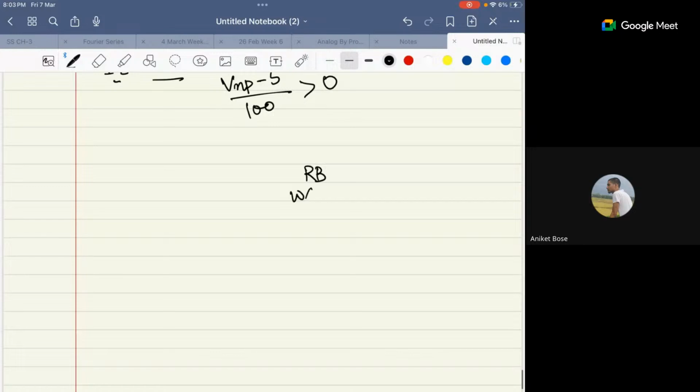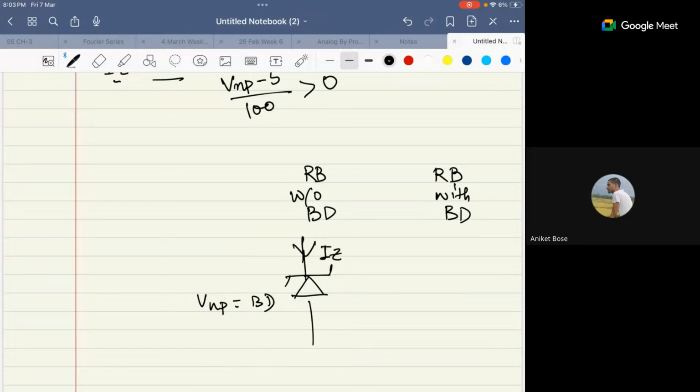If your Zener diode was like this, correct? Without breakdown, that means what? The potential VNP can be equal to the breakdown voltage, but there should also be a current IG. Here also, without breakdown, the voltage across NP can be equal to breakdown, but if this IG is less than 0, then this is not correct. Like this will be in breakdown without breakdown.